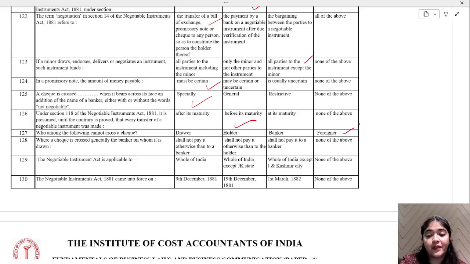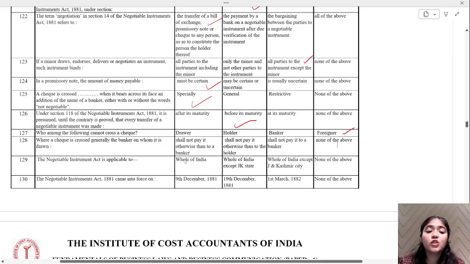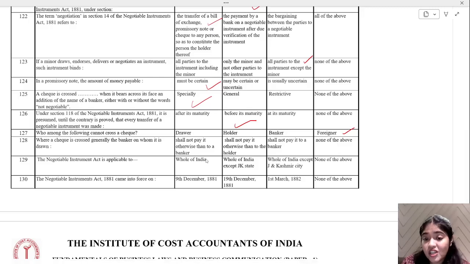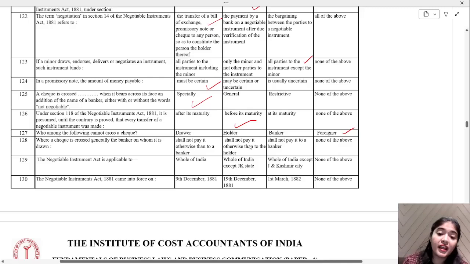Okay. Now, let's go ahead. Where a check is crossed generally, the banker on whom it is drawn shall not pay it otherwise than a banker, shall not pay it otherwise than to the holder, shall not pay it to a banker. Tell me, what should be the correct one? Shall not pay it otherwise than to a banker.